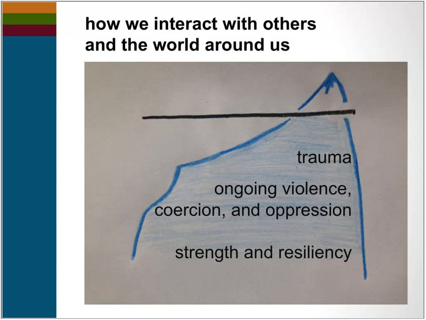So this is going back to that silly iceberg drawing. We can see how we're both thinking about trauma as well as thinking about ongoing violence, coercion, oppression, and in addition to that, the ways that folks have survived the experiences that they have, and how all of those experiences of trauma as well as ongoing violence, having to live and adapt to oppression and poverty in our world, affect the ways that people figure out how to survive.